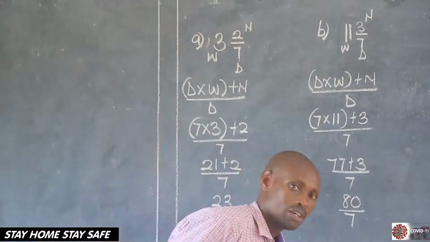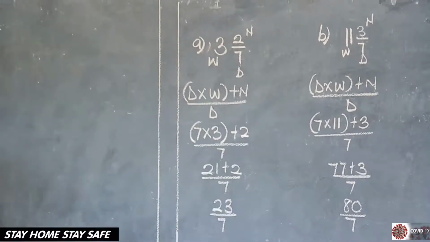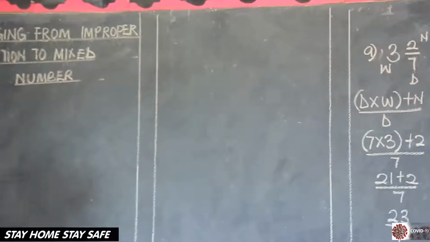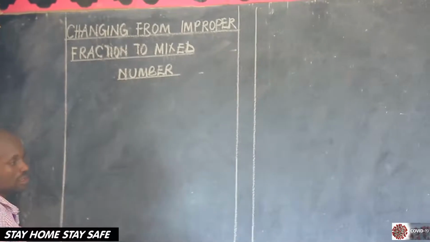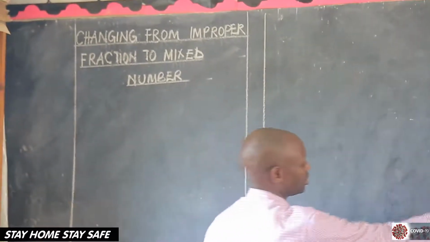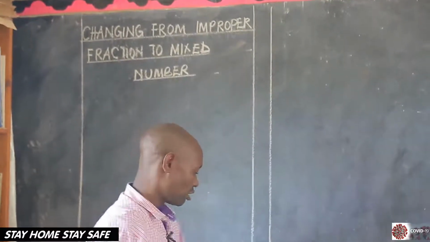So today, I'm going to teach you a new lesson, and that is changing from improper fractions to mixed numbers. Changing from improper fractions to mixed numbers. We are doing the opposite of what we did. We are changing from this back to the original number.